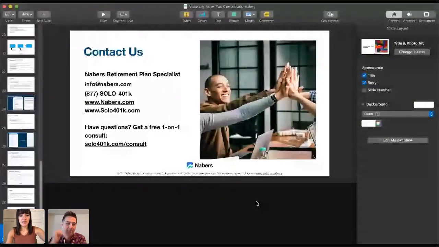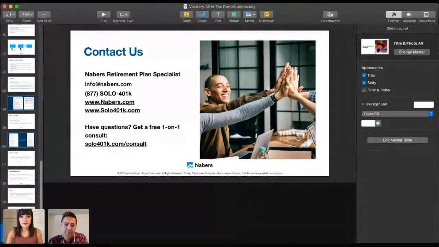Let's jump in to some questions. The first question comes from Hector. After-tax contributions, how to fund them or how to account for them? For example, does the business fund them or do I?